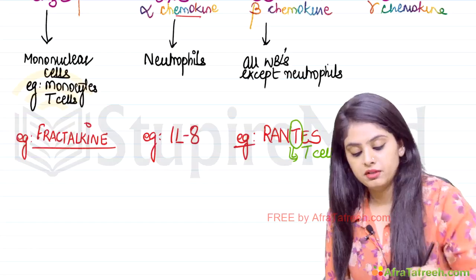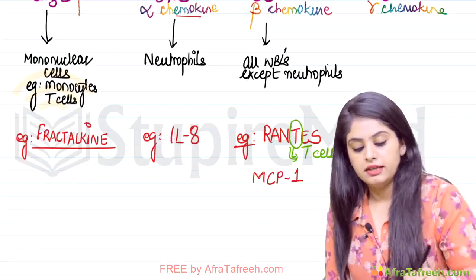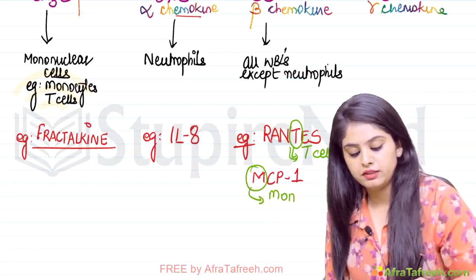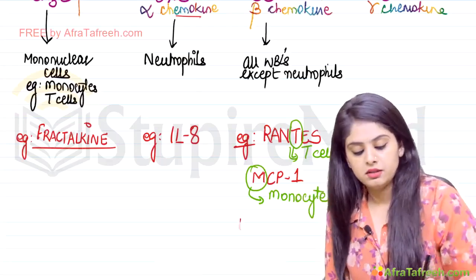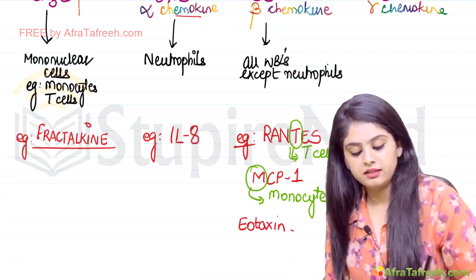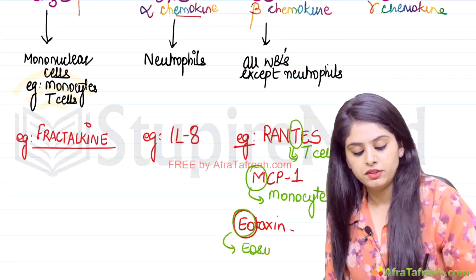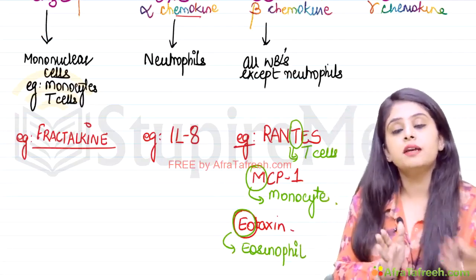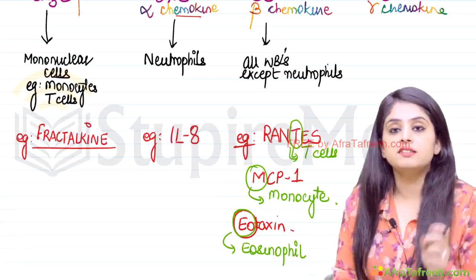Next example, MCP1. It has the letter M, so this will be for a monocyte. Third example, eotaxin. This has the letters EO, so this will be for an eosinophil. So basically, these are for all the WBCs except the neutrophils, because for neutrophils we had CXC.